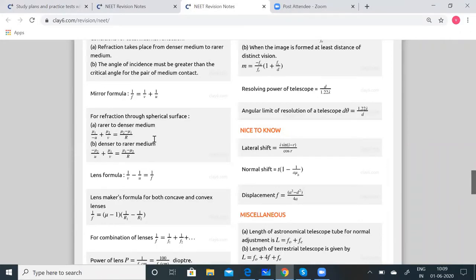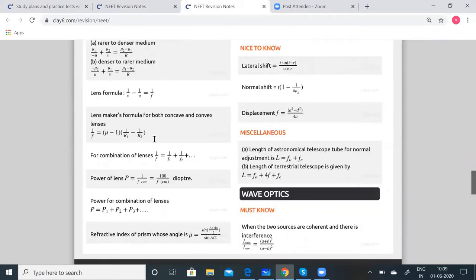Next, coming to the lens formula: 1/v - 1/u = 1/f, where u, v, and f have the usual meaning. The lens maker's formula, this is very, very important, children, for both concave and convex lenses: 1/f = (mu - 1)(1/R1 - 1/R2). For a combination of lenses, it is the reciprocal of all these focal lengths: 1/f = 1/f1 + 1/f2 + 1/f3 and so on till 1/fn.